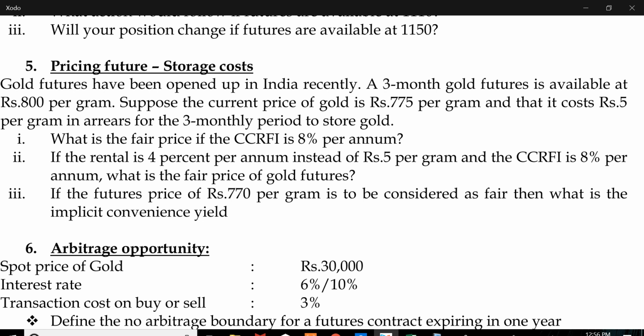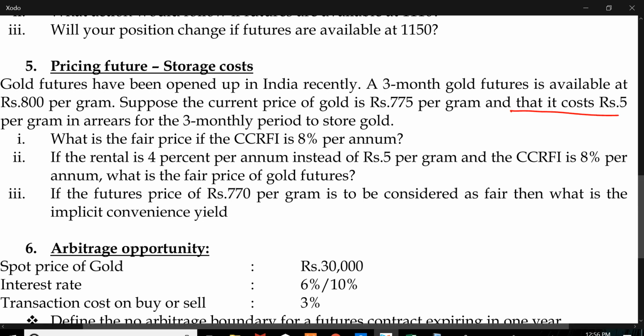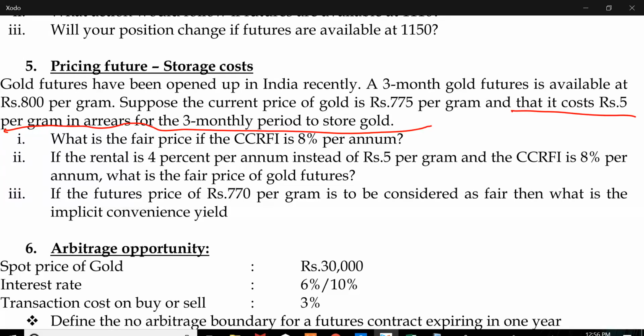And the third part is some implicit convenience yield. I'll come to the implicit convenience yield. Let's do part 1 and part 2. In part 1, how have they given the storage cost? 5 per gram in arrears. What does 5 per gram in arrears mean? When will this 5 be paid? In month 3. Like we had a dividend income which was paid after 4 months, here the storage cost will be paid after 3 months. You will have to bring it back to today's date, do the adjusted spot price, then do e power RT. Let's capture the information.